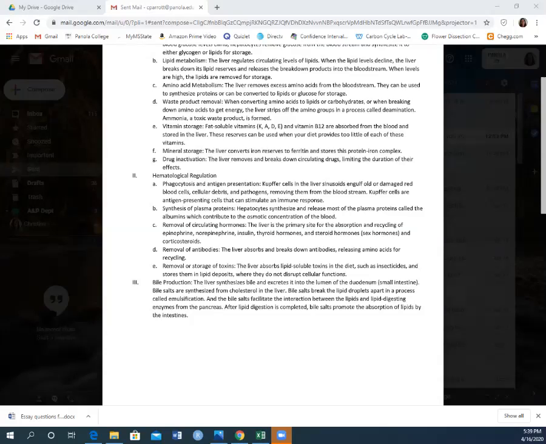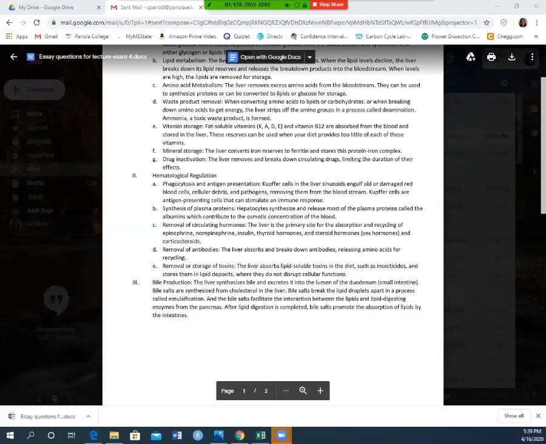Then you have removal of circulating hormones. So the liver can remove hormones from the bloodstream. Some of the hormones that it removes are your epinephrine and norepinephrine, because after your fight or flight response, you don't want your body in a state of alarm. You want your body to calm down. So you need to be able to get rid of epinephrine and norepinephrine. It can also get rid of insulin. Again, once your sugar levels in your blood have stabilized, then you don't need a lot of excess insulin floating around in your bloodstream.